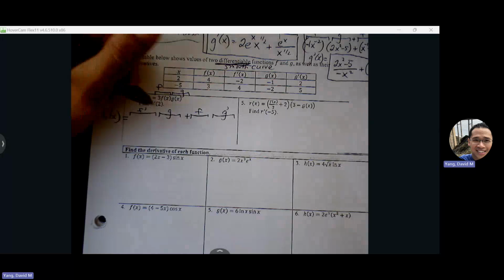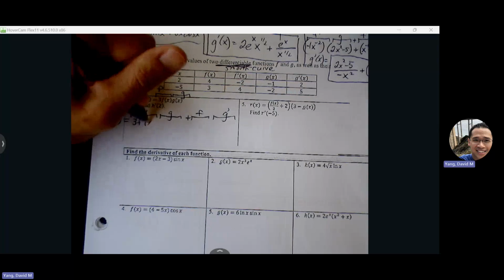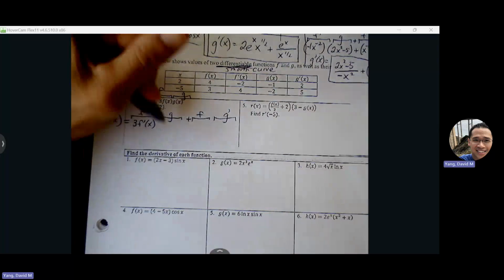So 3f of x, what do you think 3f of x could turn into if we want to leave this in function notation? F of x would just become what? It's going to stay in function notation. So what's the derivative notation for f of x? F prime, yeah. So we just say 3f prime of x. G of x stays. So we're just going to copy down whatever g is saying. And then back to f, no changes. And then g of x becomes what? G prime.